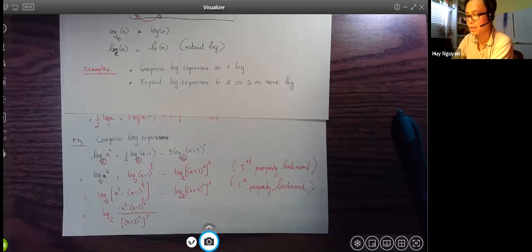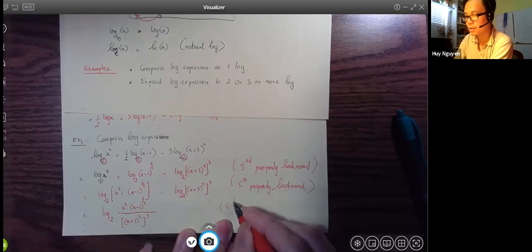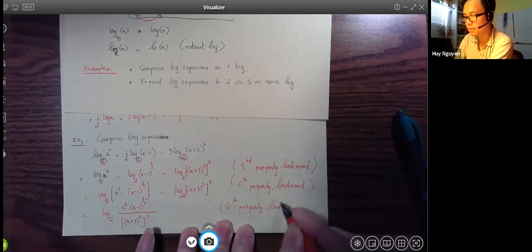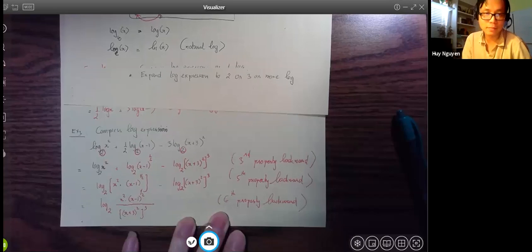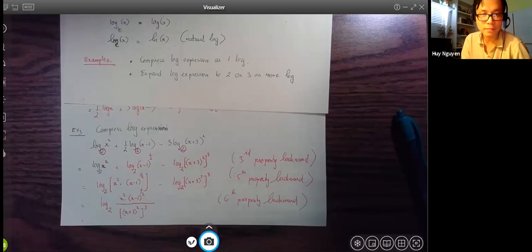All right, so this is the 6th property, backward. Now what? Originally, we had 3 logs, but now we have only 1 log. Oh, we're done. Actually, we are already done because we already combined 3 logs into 1 log.